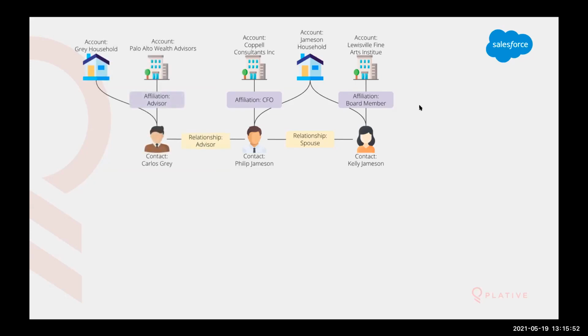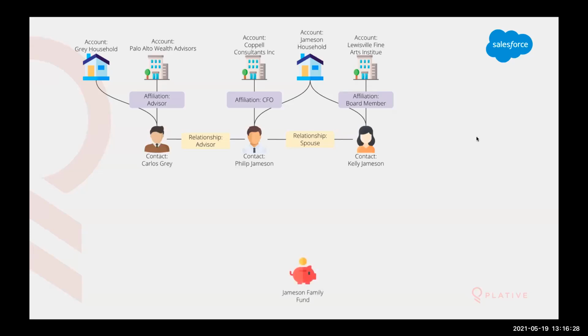We'd also like to introduce you to Carlos Gray. He is the advisor for Philip and Kelly. So as you can see, we can also use that relationship object to track relationships outside of the household. So here you can see we have an advisor-client relationship. Carlos also has an affiliation to his company called Palo Alto Wealth Advisors, and he is an advisor working for them. But I should also note that Carlos has his own household. So eventually, if Carlos becomes a donor, or if he eventually starts managing a nonprofit that's going to need a grant, we can track him there as well.